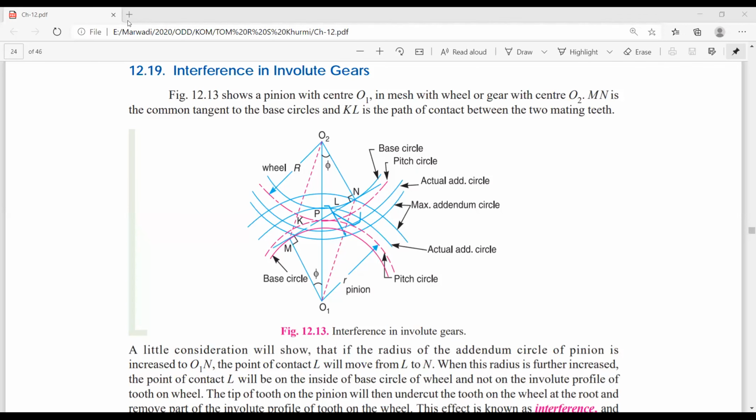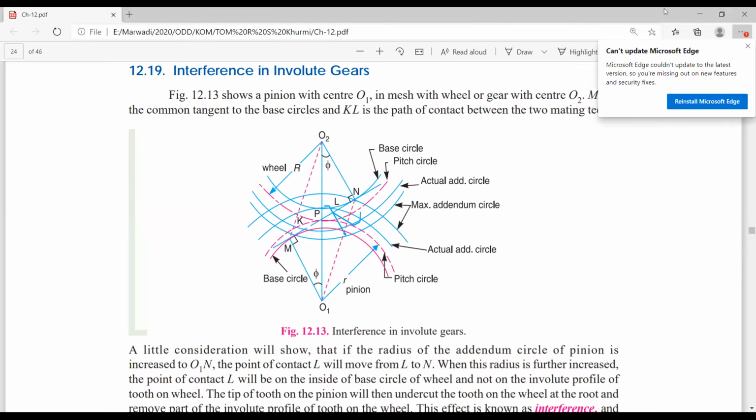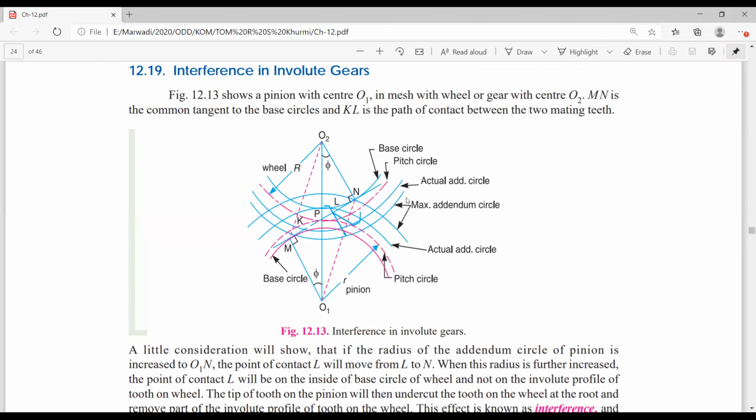Now I am connected again for the online students. So that was what we discussed in the previous lecture, interference in involute gears.